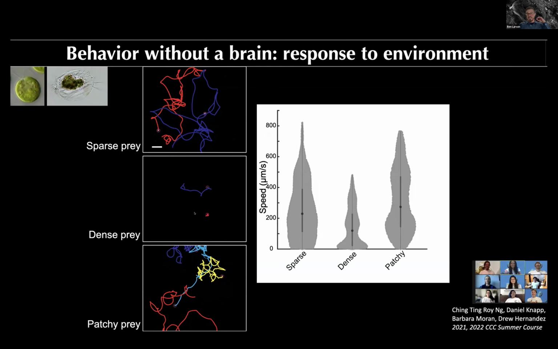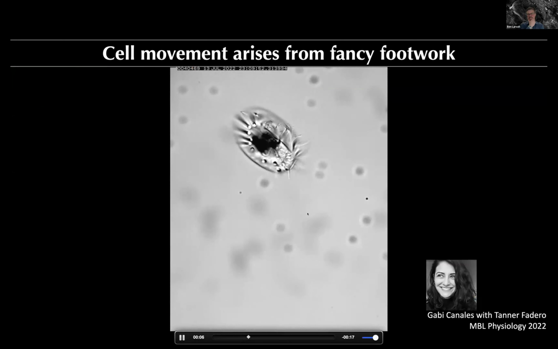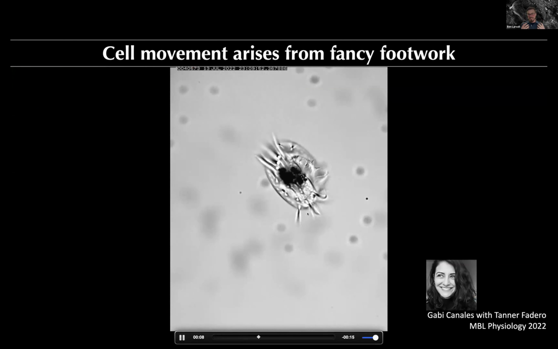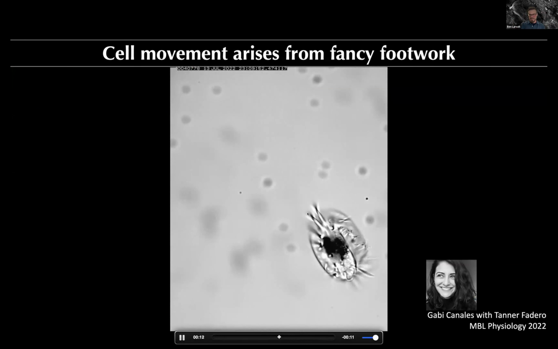So with dense prey, the cells aren't moving much. They're mostly just sort of standing still, filter feeding. With patchy prey, maybe most vividly illustrated by this yellow trajectory here, they're executing these local search patterns. So they have these evocable different behaviors in the presence of different prey. And all of that, different movement, different behavior, is driven by the movement of these leg-like appendages of the cell. So a lot of my lab is trying to figure out how these cells actually coordinate these leg-like appendages.